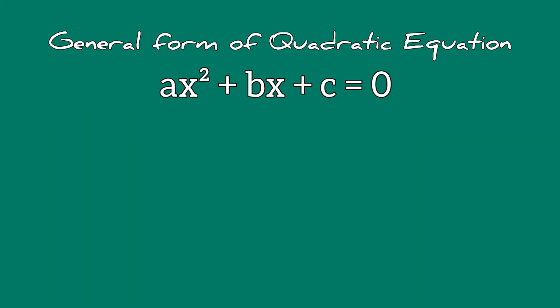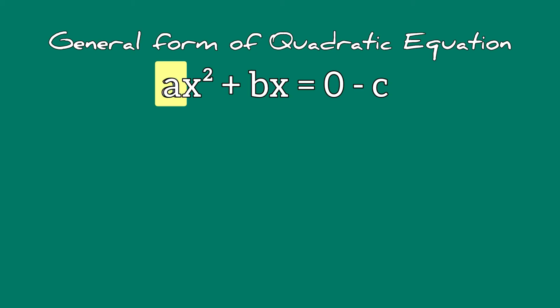First, we have to transpose c from the left side of the equal sign into the right side. And we can do this by adding negative c to both sides of the equation. Then on the left side, negative c plus c will cancel each other, leaving only the negative c on the right side.